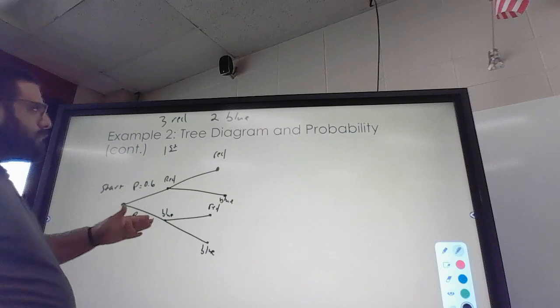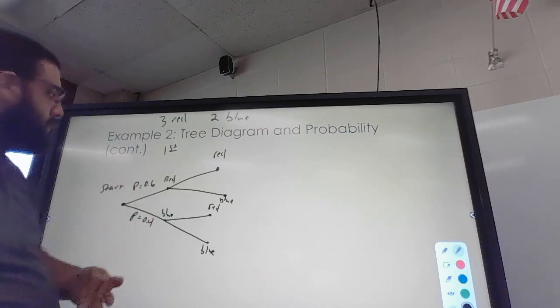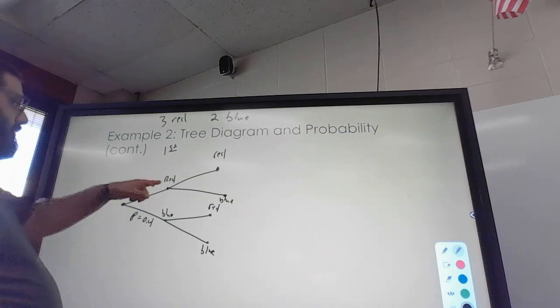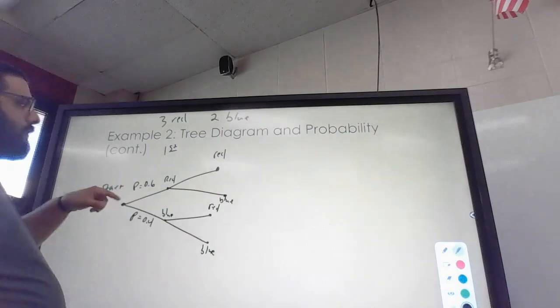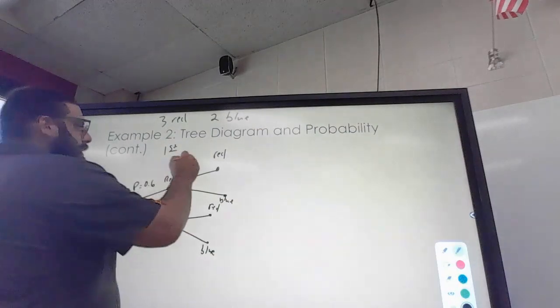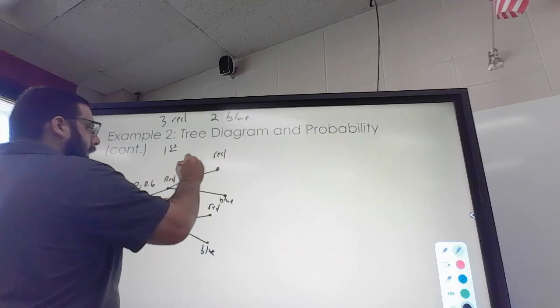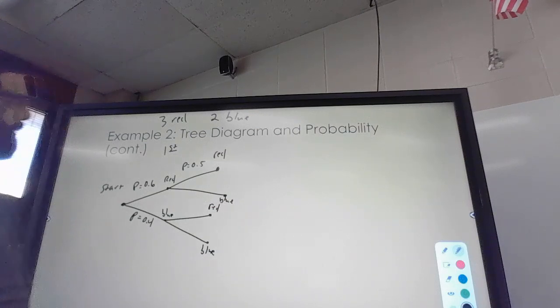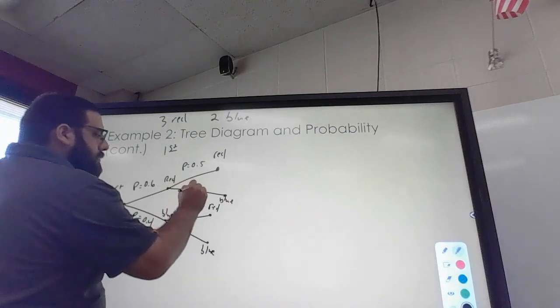So after I choose the first ball, there are now 4 balls left to choose from. 2 of them are red and 2 of them are blue. So the probability that I choose another red is 2 out of 4, or 1/2. Now, if I choose a blue, I have the same probability. Well, no, because we're not replacing the ball, and these are not independent events. Yeah, that probability is also 0.5.